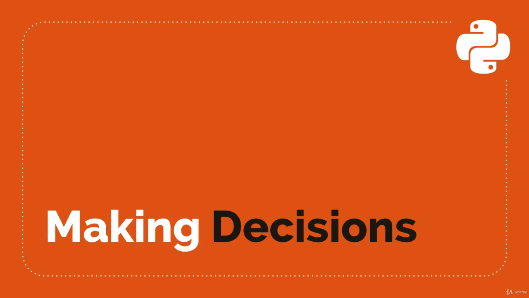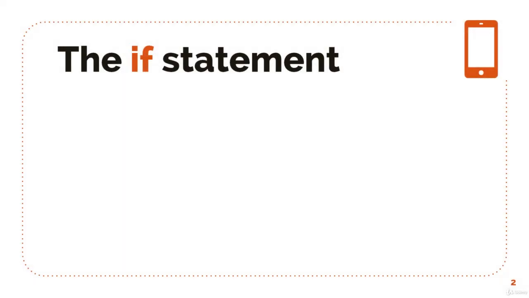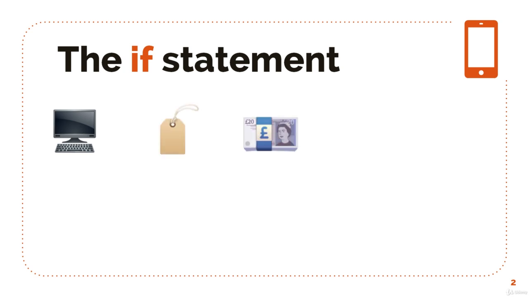Well, let's look at a real life example. Say you want to buy a mobile phone. First you'll go on the internet and find a phone you like. You'll see the price of it and you'd compare it to how much money you have. If you have enough money, you will check out and buy the phone. Pretty straightforward, right? Well, so is Python.